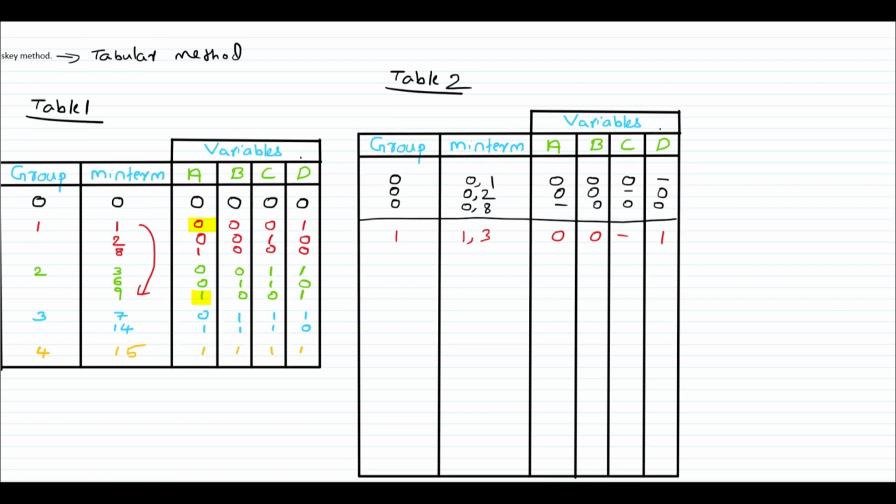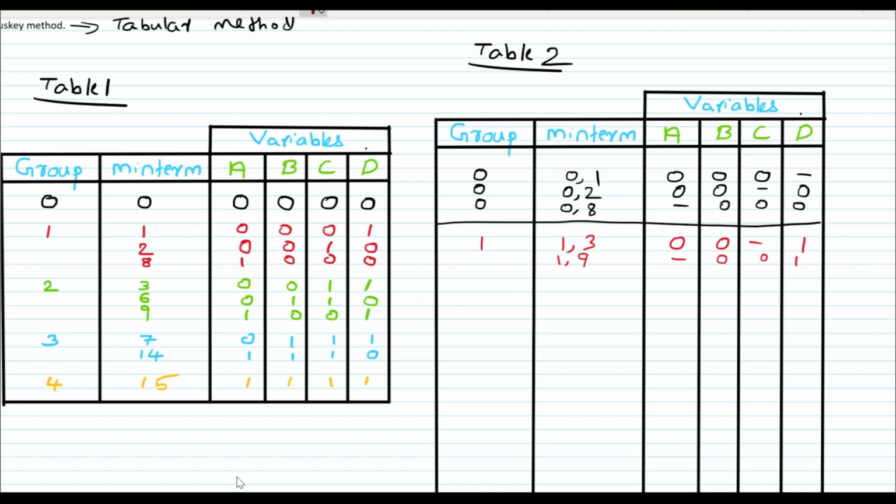Therefore, we can write it as 1, 9. That is dash, B is 0, C is 0, and D is 1. We have compared 1 with all the min terms of group 2. Now we will compare 2 with each element of group 2.